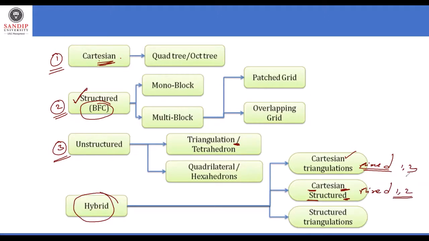Sorry, the Cartesian and triangulation is a mixture of the first and the third method, and Cartesian and structured is the mixture of the first and the second method. And the third one, structured and triangulation, is a mixture of the second and the third methods, right? So these hybrid meshes, or hybrid grids, or hybrid method of generation of grids can take advantage from any of these, but finally our criterion is to fill up the entire domain, or discretize the entire domain. That will be adopted in the hybrid mesh types.